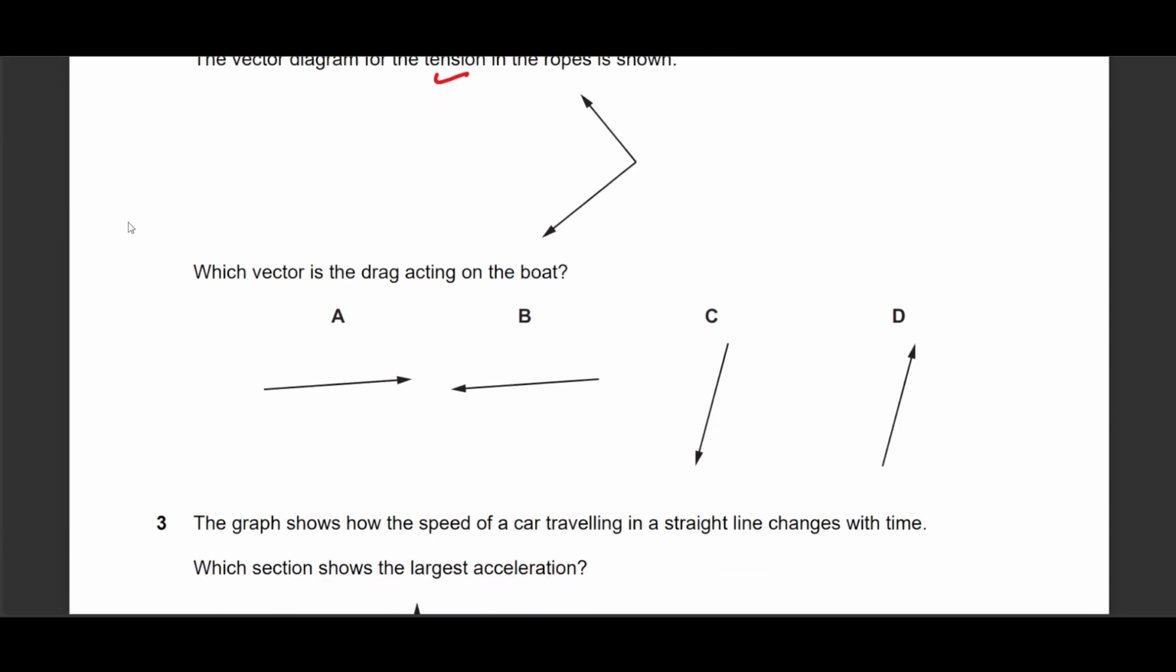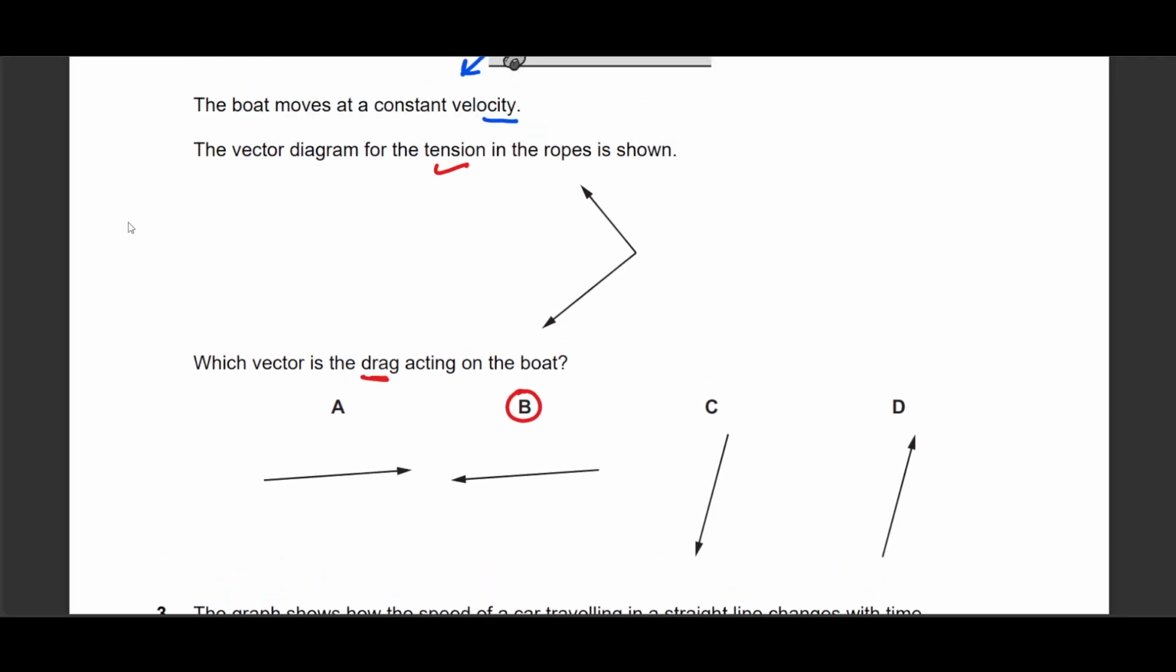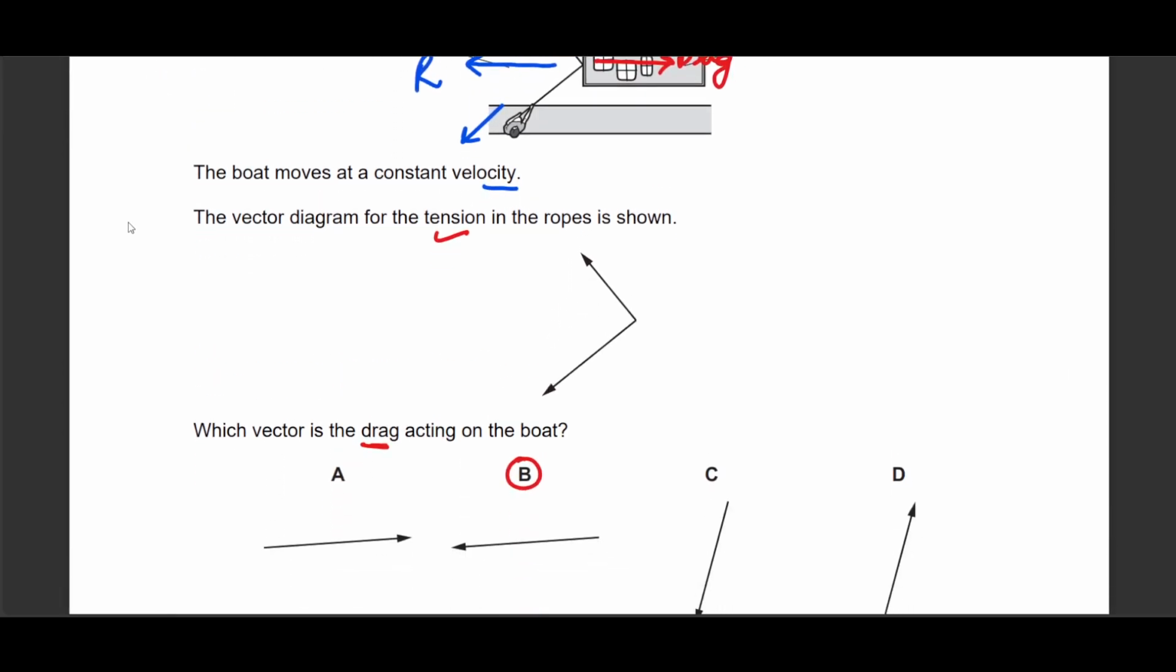He says which diagram shows the drag acting on the boat. You might be mistaken by this question in terms of situation B. B is the wrong answer because you might not read this carefully. You may assume that the question would ask you, due to past paper practice, about the resultant, which would be B.